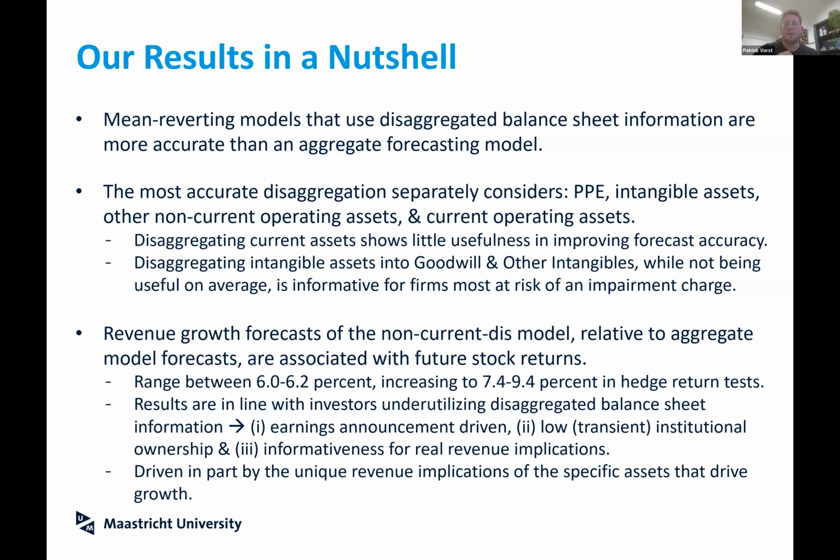And then we see that if our disaggregated model predicts higher revenue growth relative to the aggregate model, this is predictive of higher future stock returns. So if the disaggregated forecasting model is more optimistic, you see the same thing coming back in stock returns, where the returns range between 6 to 6.2% in our regression analysis, and they go up to 7.5 to 9.5% if we use our hedge return tests.